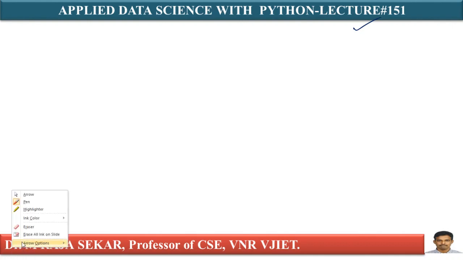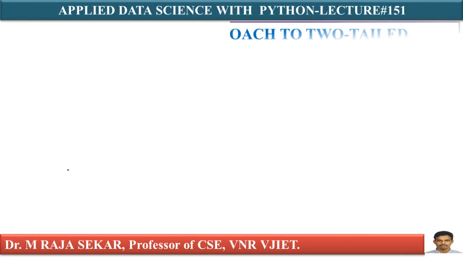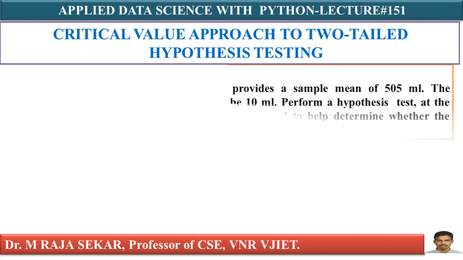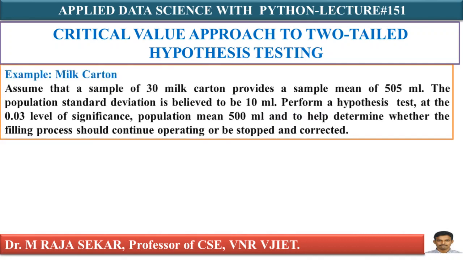In this lecture, we will try to understand the critical value approach to two-tailed hypothesis testing. I will consider the same problem which we discussed in our previous lecture. Before discussing the problem, just let me say a few words. The critical value will occur in both lower and upper tails.